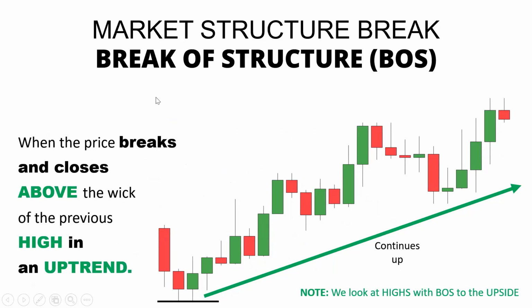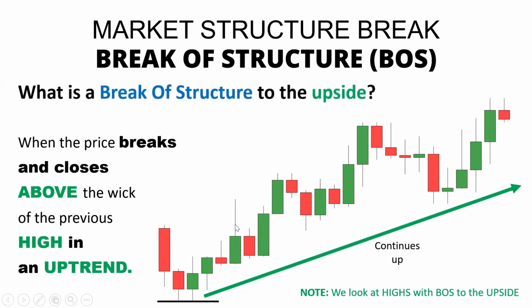When the price breaks and closes above the wick of the previous high in an uptrend, that is what a break of structure is to the upside. So you have the market move down, up, down, up, down, and then it makes a new high. So we're using wicks in this case. So this here is the high in this case. So you draw a line. When the price breaks and closes above the wick of the previous high in an uptrend, we have a break in structure.